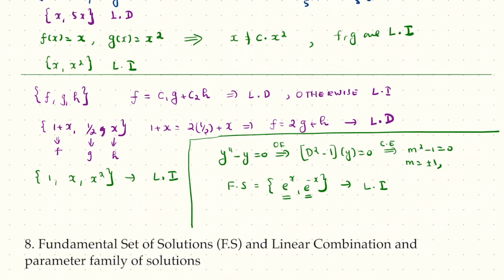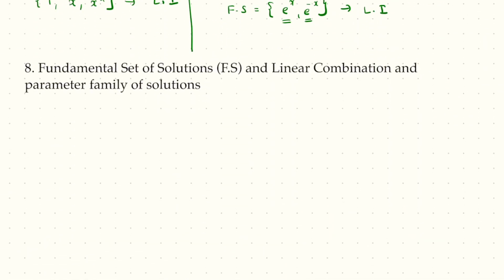So that is the relationship between the fundamental set of solutions, linear combination, and the parameter family of solutions. In other words, what I'm trying to say is, if I have a differential equation, let me just take one as simple as this: y triple prime minus 2 y double prime plus 2 y prime is equal to 0.